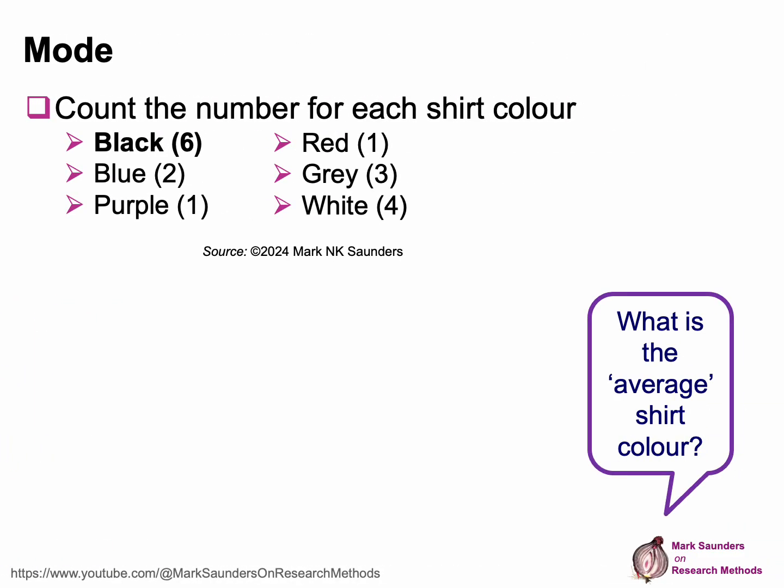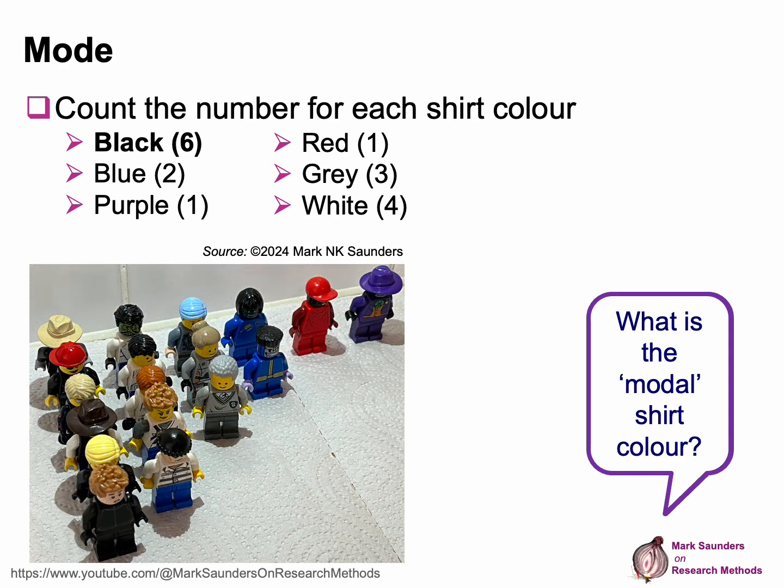And so to find that out, we count the different colours. We see that there were 6 black, 2 blue, 1 purple, 1 red, 3 grey and 4 white. And so we could really ask the question better if we said, what is the modal shirt colour? If we group them together, we can see the modal is black, followed by white, a bit fewer, and so on. So that's the mode, the value that occurs the most often, in this case, the colour black.